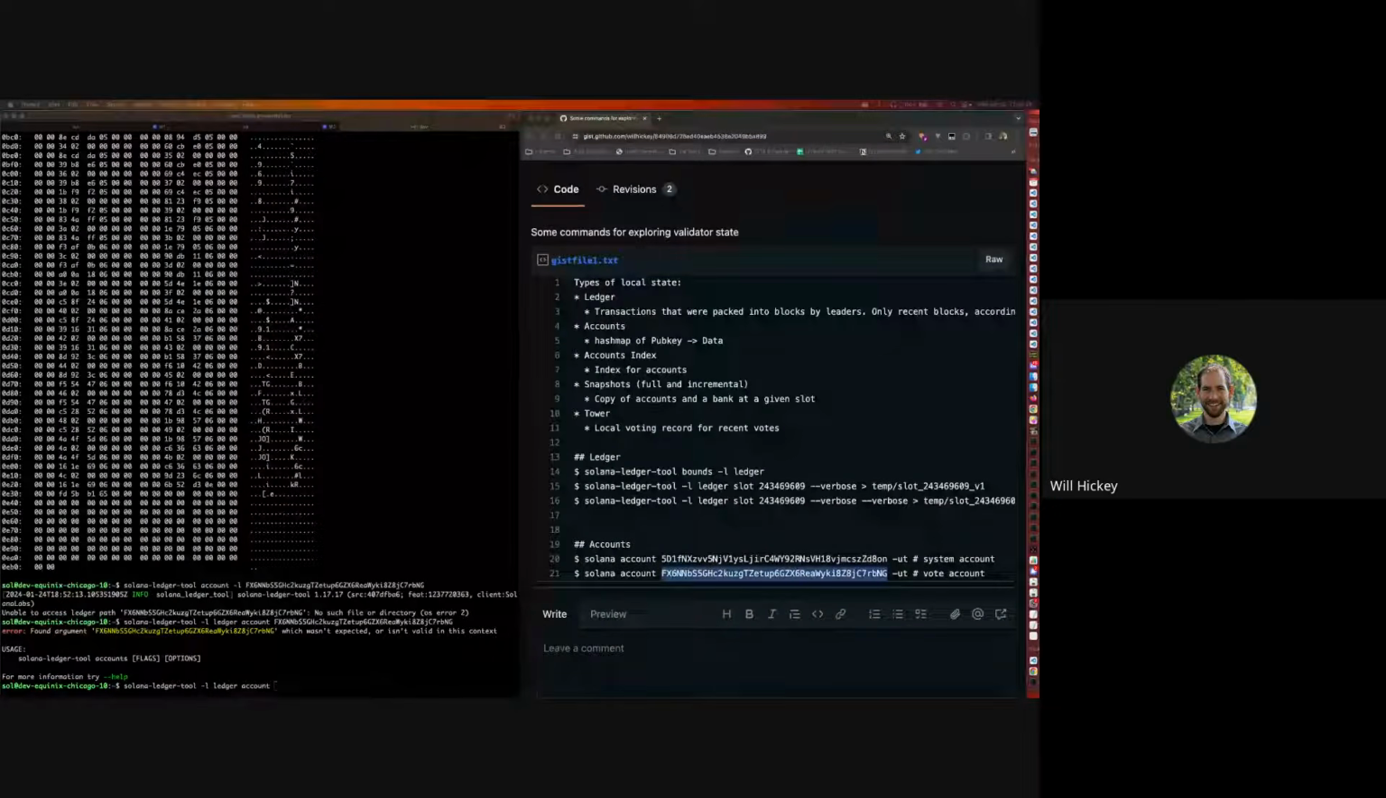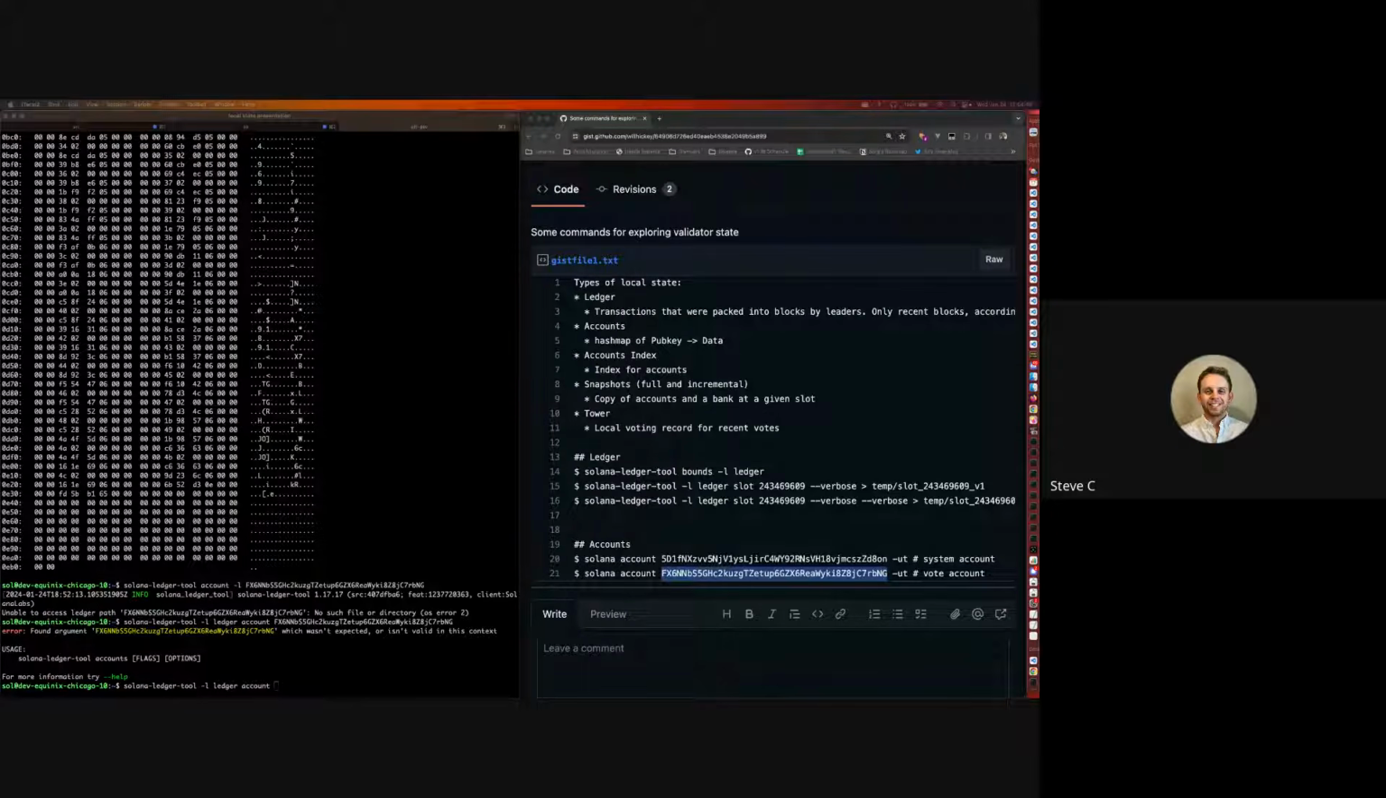Question: what is the best way to use the ledger tool to track how my node is voting, like see forks, etc.? So there is a graph command that will generate a Graphviz graph for the forks. I don't know. Hopefully somebody else has a more detailed answer there.